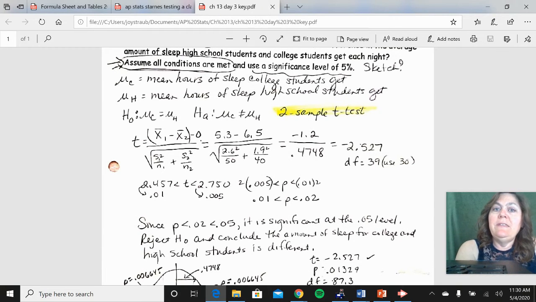Your two means should have been stated, and that includes my parameter and my population in those. I labeled them C and H for college and high school. You could label them 1 and 2. We talked during the last section about just labeling them so you understand what's going on. There's your H0 and your Ha.